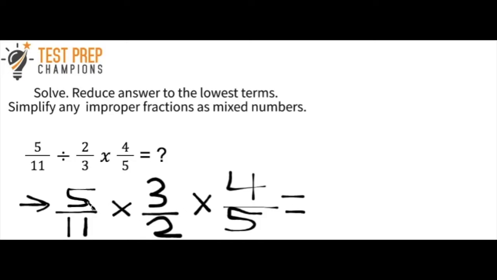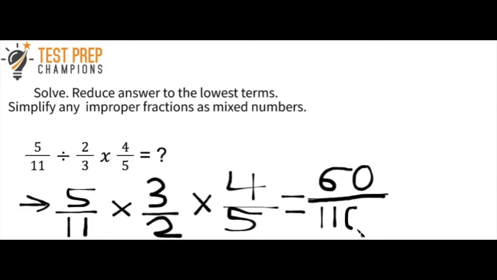So let me just multiply right across. So what is 5 times 3? 5 times 3 is 15, and so we have 15. Now, what's 15 times 4? 15 times 4 is 60, and we go right across for the bottom too. So 11 times 2 is 22, and 22 times 5 is 110.